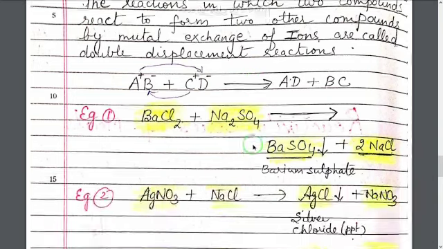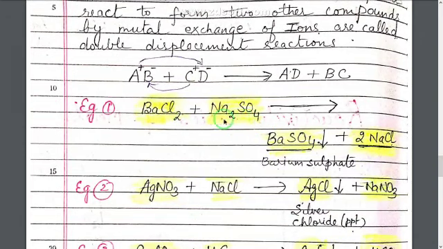Examples are like barium chloride reacts with sodium sulfate. Immediately barium sulfate is formed in the form of a white precipitate and sodium chloride is formed. So in both these compounds they have exchanged their ions. Sulfate ions have displaced chloride ions, so barium sulfate is formed. Similarly, the other two ions, sodium and chlorine, join to form sodium chloride.